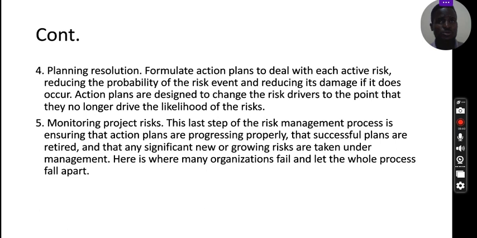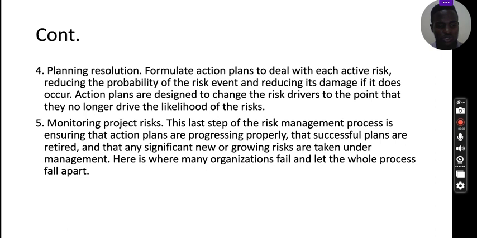Yes, so our steps are: identify the risk. After identifying, go ahead and analyze. After analyzing the risks, prioritize. Look for which one we should go by, who we should attend to first. Then plan the resolution or formulate action plans. Then monitor the project risks. You will find the 6th. I will not mention it now, but when you find it, don't have questions.